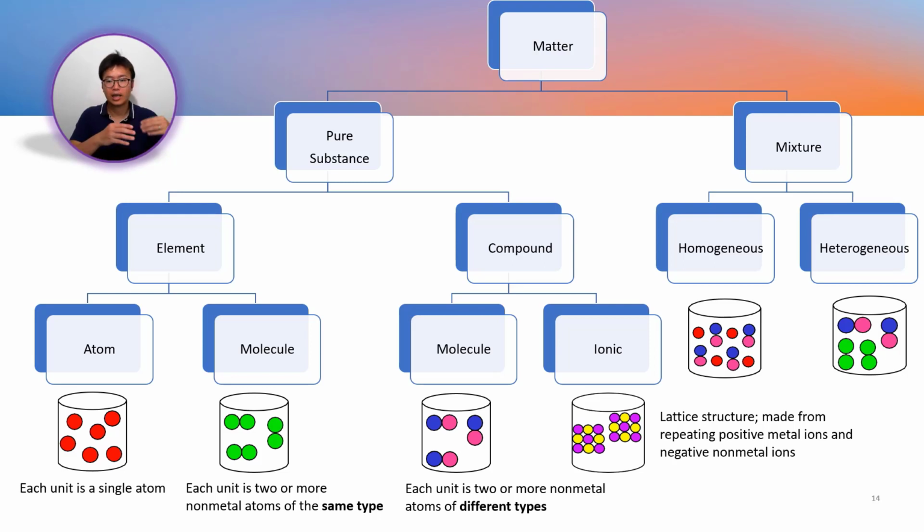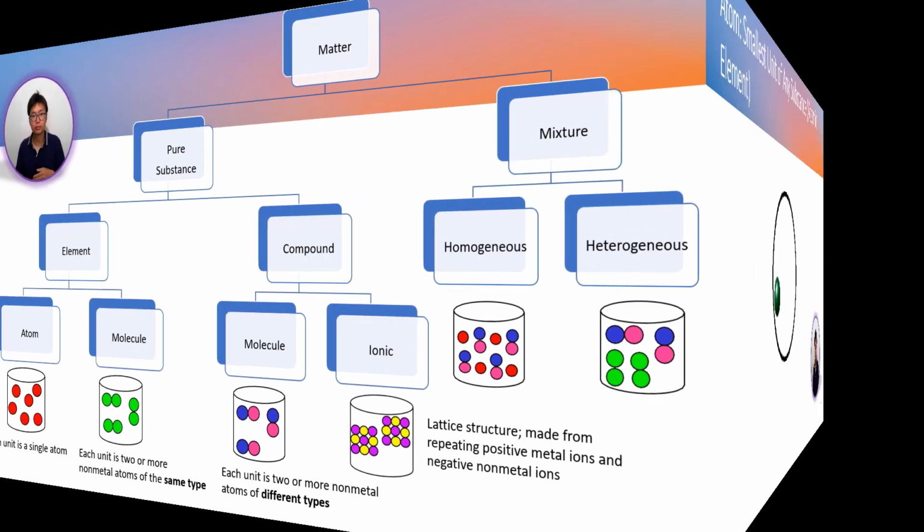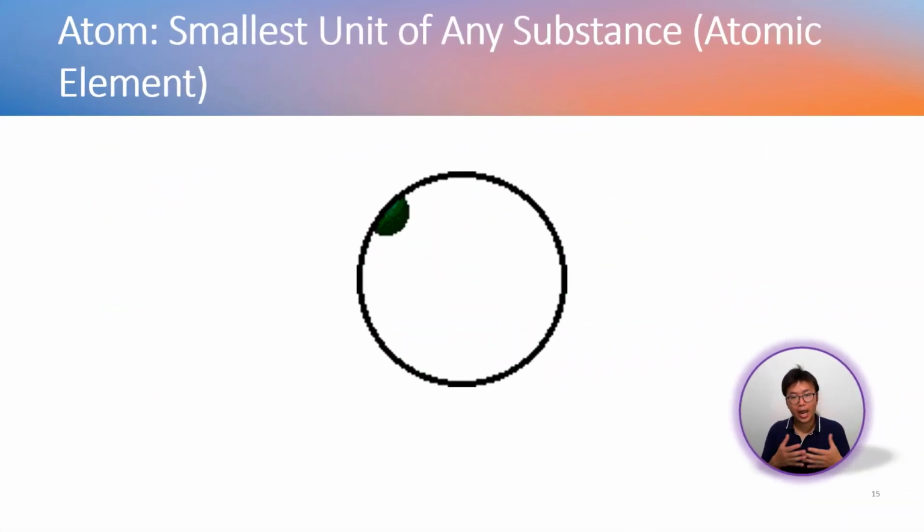Then it's like, okay, now if we talk about elements, how can we classify elements? Basically, two kinds: atomic or molecules. And then when we talk about compounds, also there are two types: molecule or ionic compound. So we're gonna dive into each one. So first, let's talk about atoms.